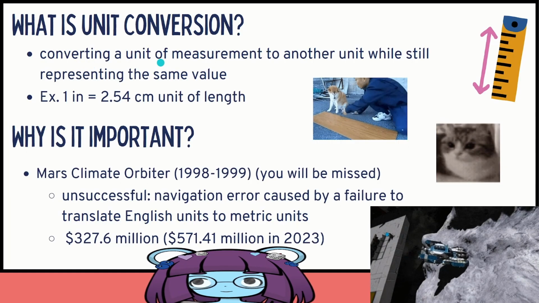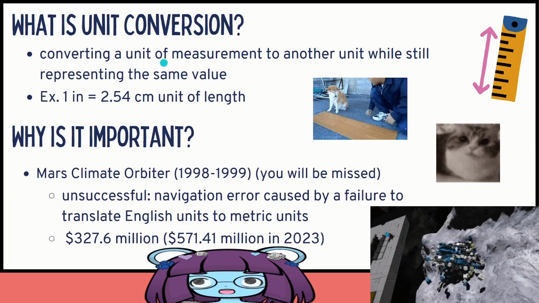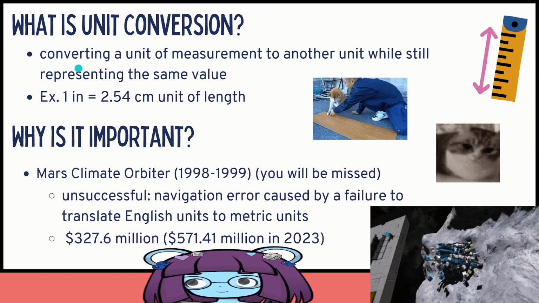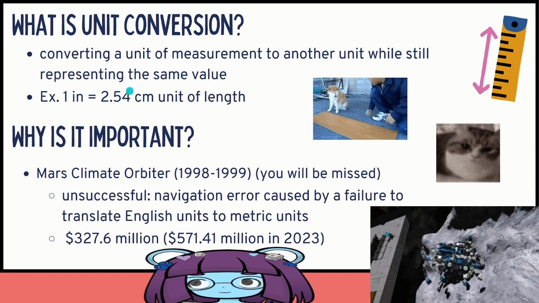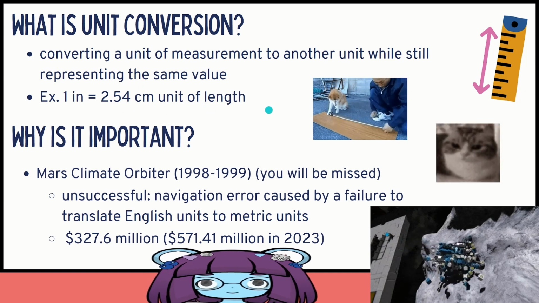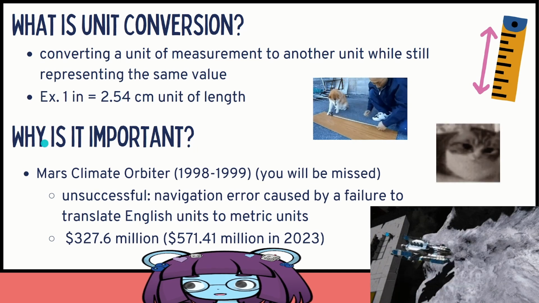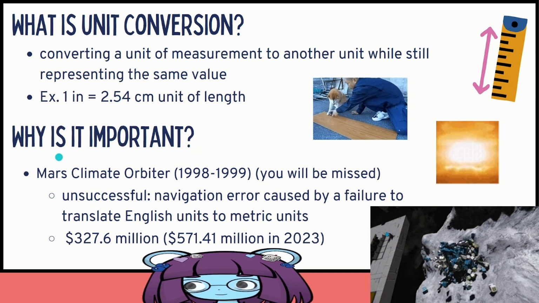Unit conversion is a process where a unit of measurement is converted to another unit of measurement that represents the same value. For example, inches and centimeters represent length, seconds and hours represent time, even though they have different units. Why is it important? Unit conversion is extremely important.